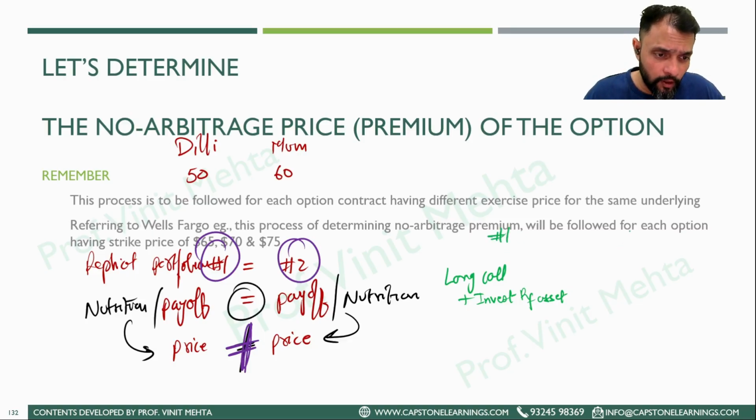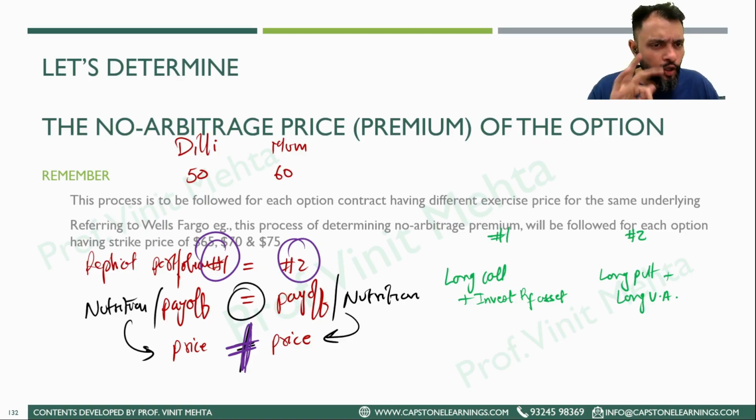And then there is portfolio number 2. What would you do over here? In this case, you go long put plus the long underlying asset, in the spot market. So you need to understand, when you go long call, you go in the option market. And when you invest in risk-free asset, you're basically going into the bond market, or the fixed income market, okay? And you invest there. These are the two portfolios.